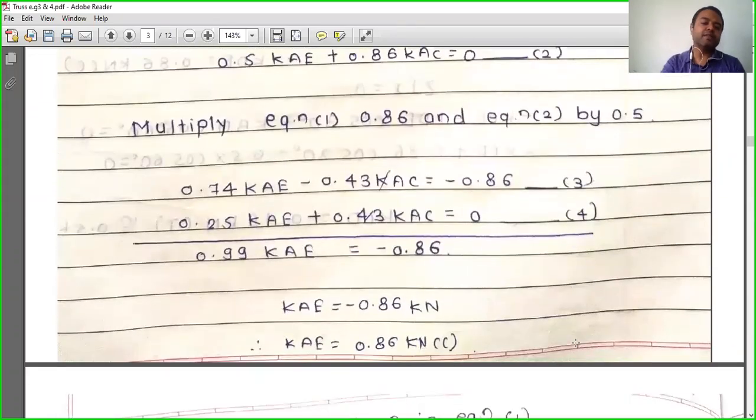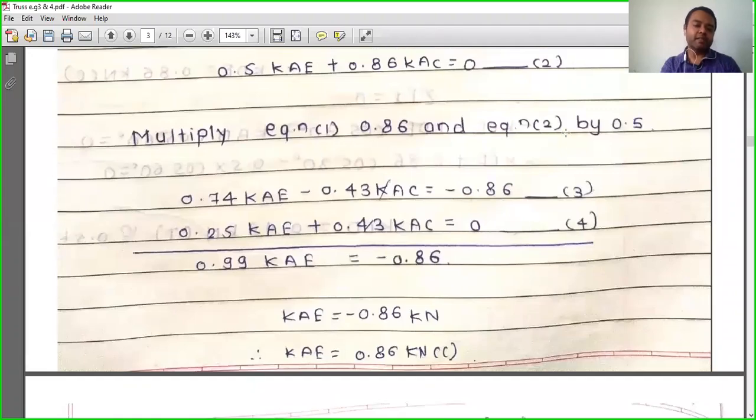You will get the force in the member KAE and KAC. So by this way you can solve the given equations simultaneously. Just multiply equation 1 by 0.86 and multiply equation 2 by 0.5. Anyhow, we just want to make the multiplier the same.